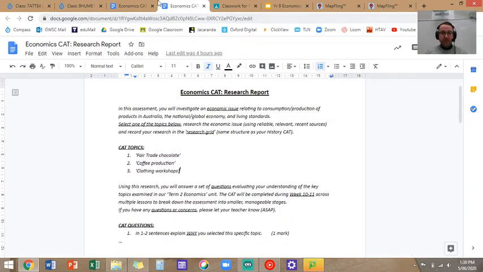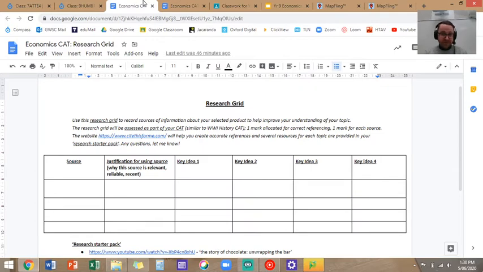I do want to stress, put in a good effort for the research grid, because it's part of your CAT. It's literally part of your CAT. It's worth, what's my math look like? 5 out of 30 marks is 1/6 of your final CAT score. No one correct me on that.